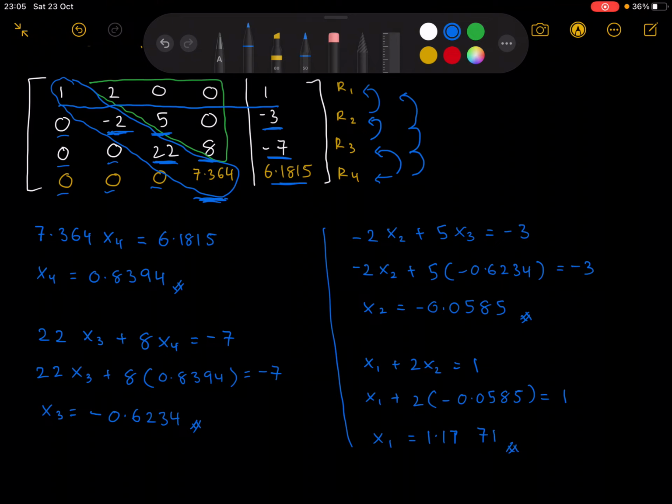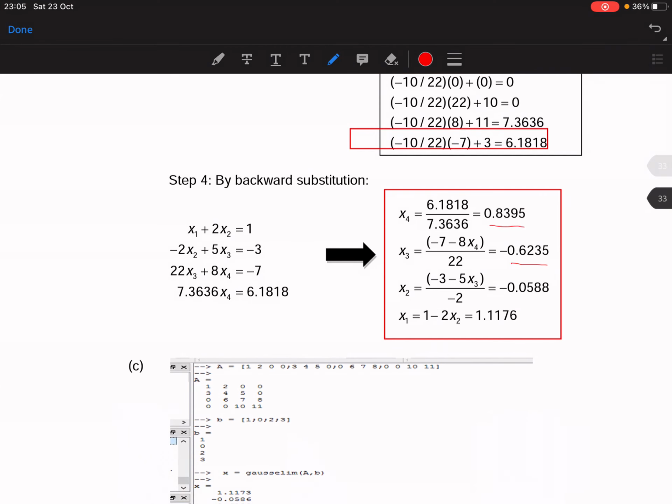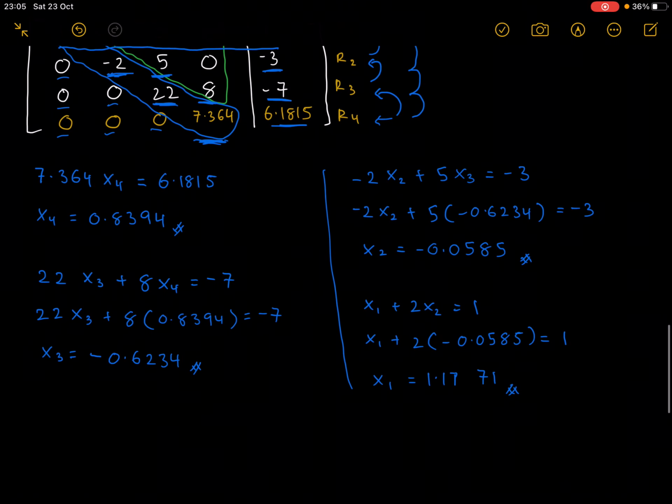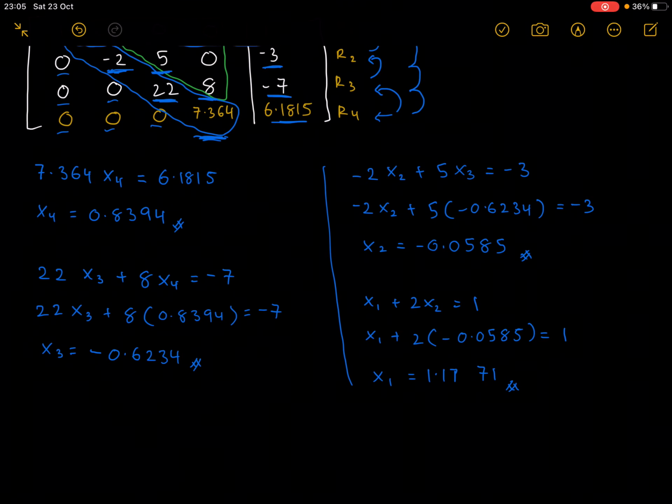I tracked back the answer: negative 0.0588 and 1.1176. So we have already obtained the values of x1, x2, x3 and x4 by using backward substitution, by using the Gauss elimination method.